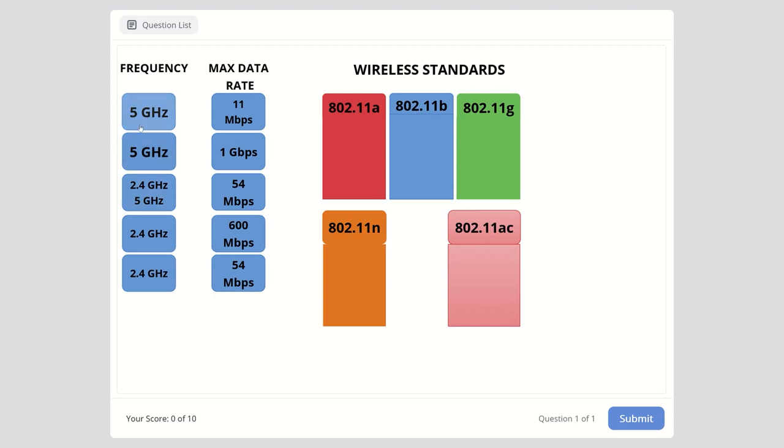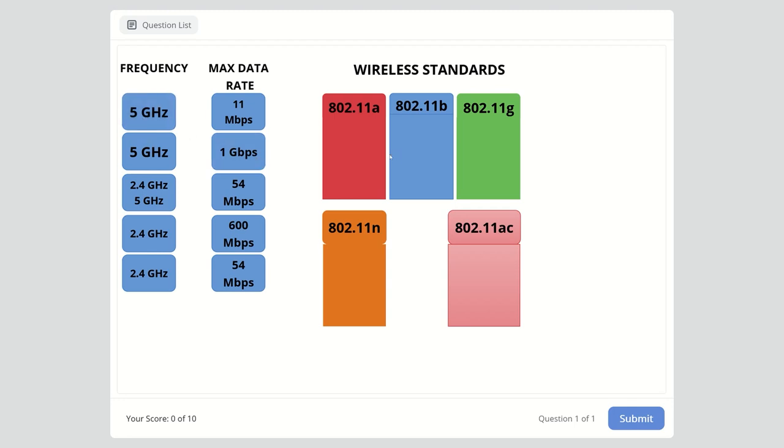And on the right side, we have their frequency. We have 5 GHz, 5 GHz as well, 2.4 and 5, 2.4 and 2.4. We have 11 megabits per second, 1 gigabit per second, 54 megabits per second, 600, and again 54 megabits. Okay, let's start with the first frequency, which is 5 gigahertz.